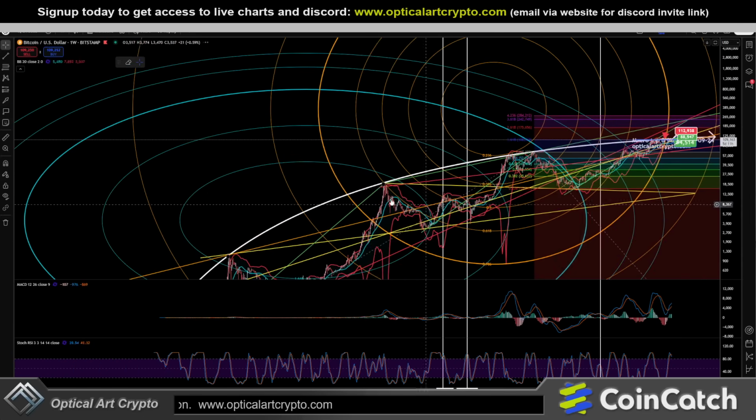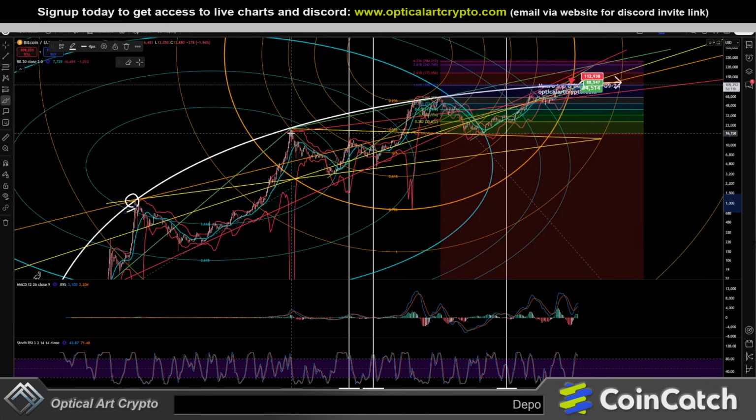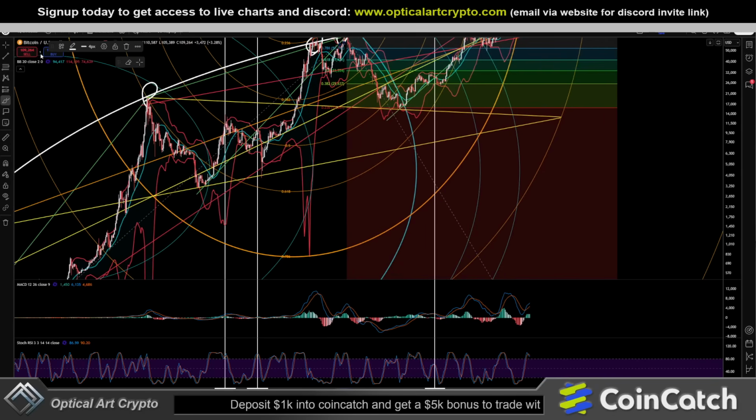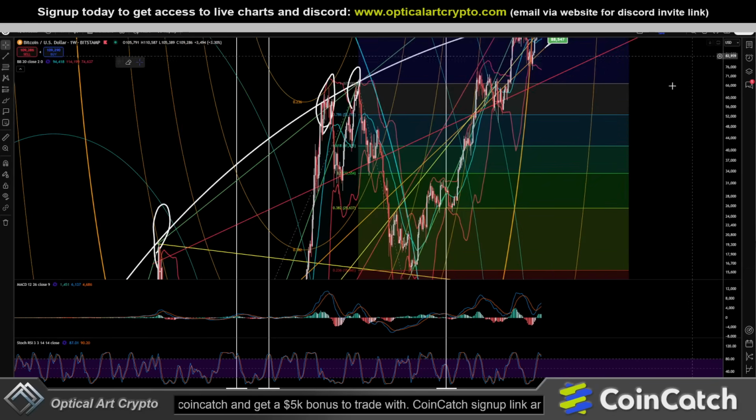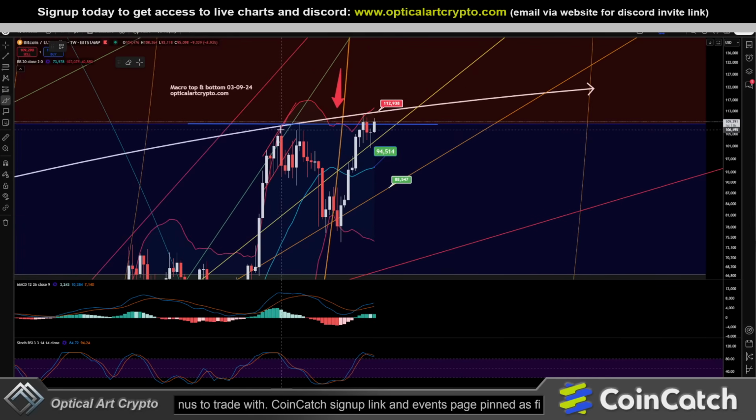Every time we hit that curve, all right? Every time we hit this curve, we get rejected. This goes back to 2011 actually. Rejected. And if I zoom in, you can see we got rejected again. Every time we hit it. Again, as you can see, we got rejected again right here. We got rejected again right here. And a perfect rejection right here at 112,000. So we know that is a very key level.